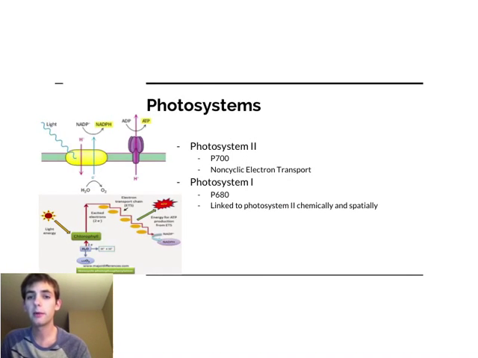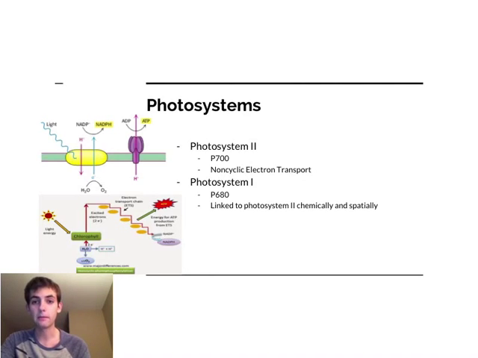A little bit more detail about those photosystems that we were talking about. So the photosystems make up the light-dependent reactions. There are two photosystems. The first photosystem in which light interacts with is photosystem 2. And this is going to use chlorophyll known as P700. And what that means is that this type of chlorophyll is going to absorb the wavelength of light at 700 nanometers. And it's going to use a process of non-cyclic electron transport. And we're going to talk about what exactly that means in the next slide.